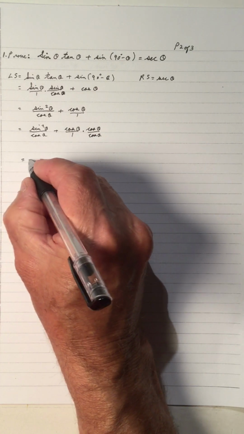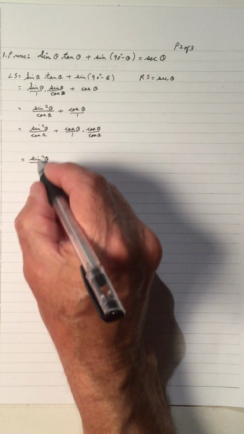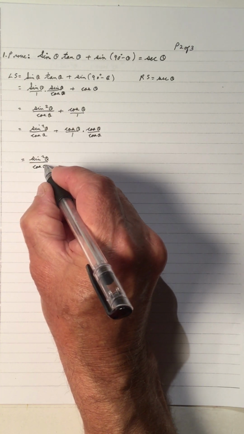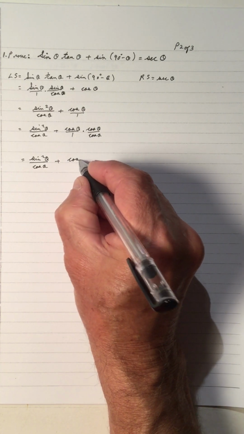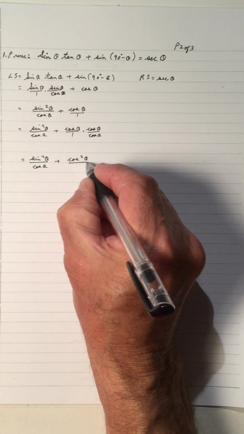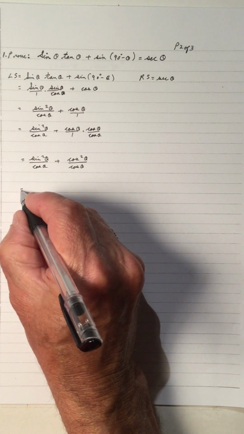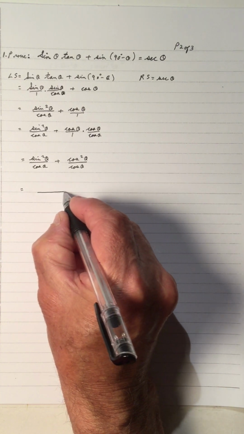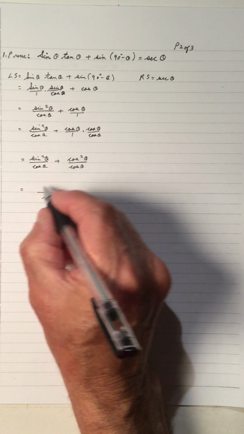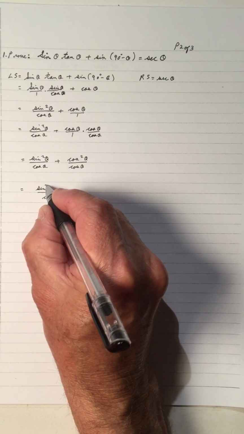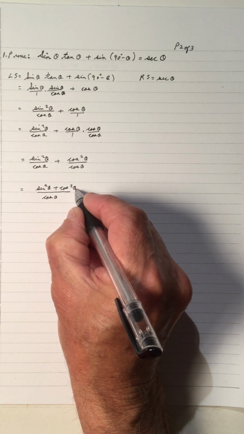And that gives us sine squared theta over cos theta, plus cos theta times cos theta is cos squared theta. 1 times cos theta is cos theta. Both fractions have the same denominator, so we write down the denominator, which is cos theta, and we add sine squared to cos squared. So sine squared theta plus cos squared theta.